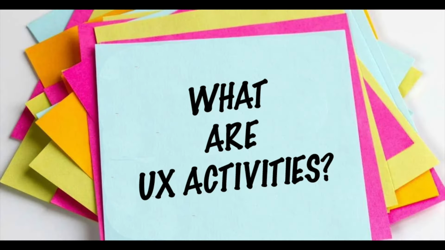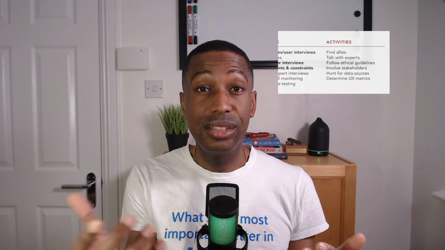Now, what are activities? Finally, let's get into activities, UX activities to be specific. Activities are the specific actions that you take while using a method. Activities are really granular. So this is the muddy detail, as it were. So if your method is a user interview, your activities might include writing the interview script, recruiting participants, conducting the interview, taking notes, and analyzing the results.